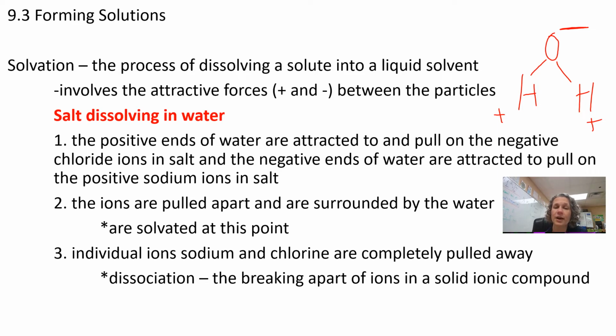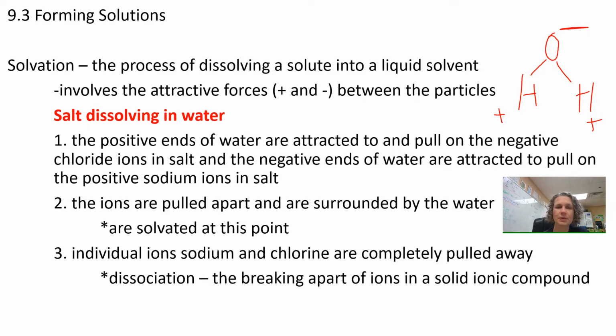The sodium gets pulled away from the chlorine and then becomes surrounded. And at that point, solvation has happened. Now, once the individual ions, the sodium and the chlorine, are completely pulled apart, this is where you have actual dissociation. So everything has separated out.